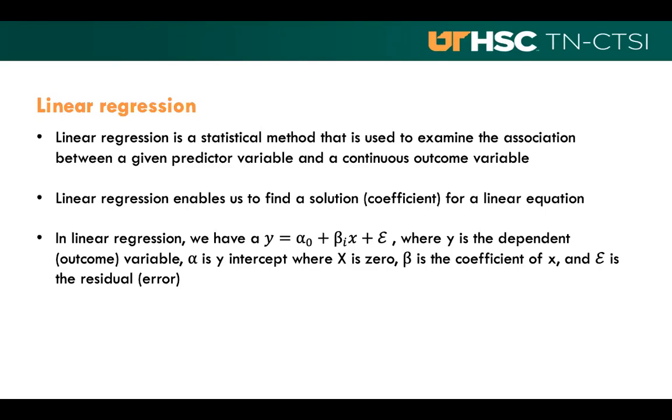And the beta is the coefficient of x, or the solution, and e is the residual. We'll see what the residual is. Based on the beta coefficient that we obtain and the intercept, we estimate the y values, or the continuous outcome variable. And this most of the time deviates from the real observed data. This deviation from the real observed data is what we call the residual or error.